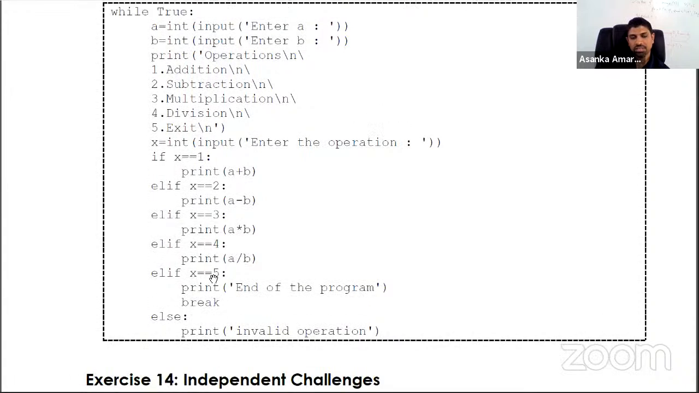Number 5, when it is 5, what happened? The break statement is run. The break statement is run means the infinite loop is stopped. If anything else, it says invalid input.